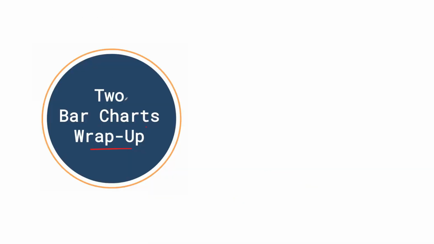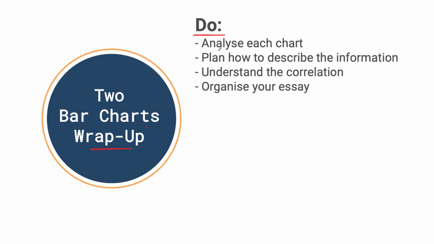All right, so let's wrap up this lesson on 2 bar charts for things you want to do. Remember, you want to analyze each chart. This is very important. You want to plan how to describe the information that you see in each chart. Once you do that, you'll be able to understand the correlation. And this correlation is probably the most important part of this specific example. You have to understand both of those charts. So make sure you're spending enough time analyzing them and then understanding how they make sense together.